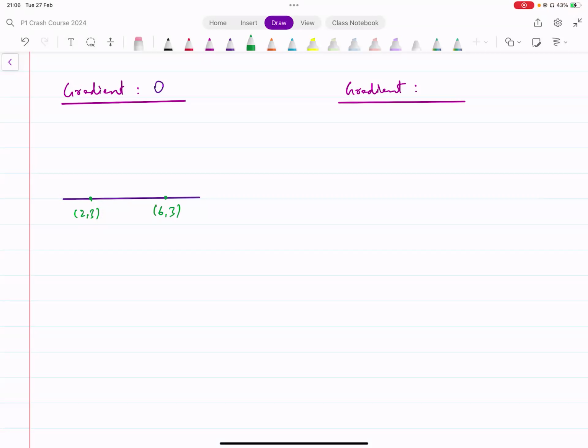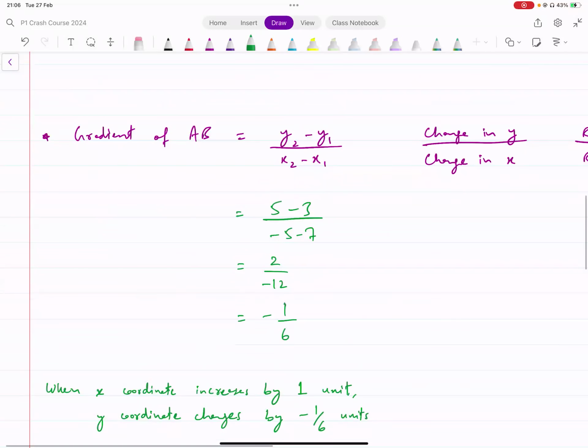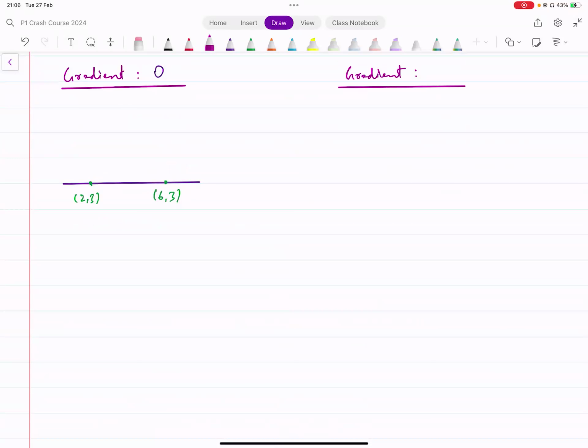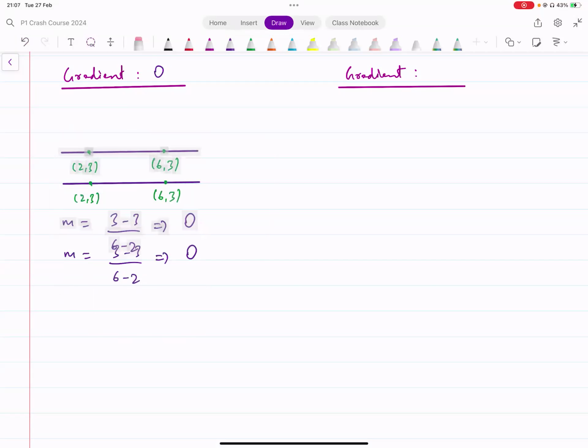And if you find the gradient, then gradient is, by the way, also denoted by this letter m. So m represents gradient. So you can also use that. You can say m is going to be 3 minus 3. Now, no matter what you have in the denominator, you have 6 minus 2 in this case. 3 minus 3 over 6 minus 2, what does that give you? That gives you 0. So the gradient of this horizontal line is therefore 0. So horizontal lines have a gradient of 0.